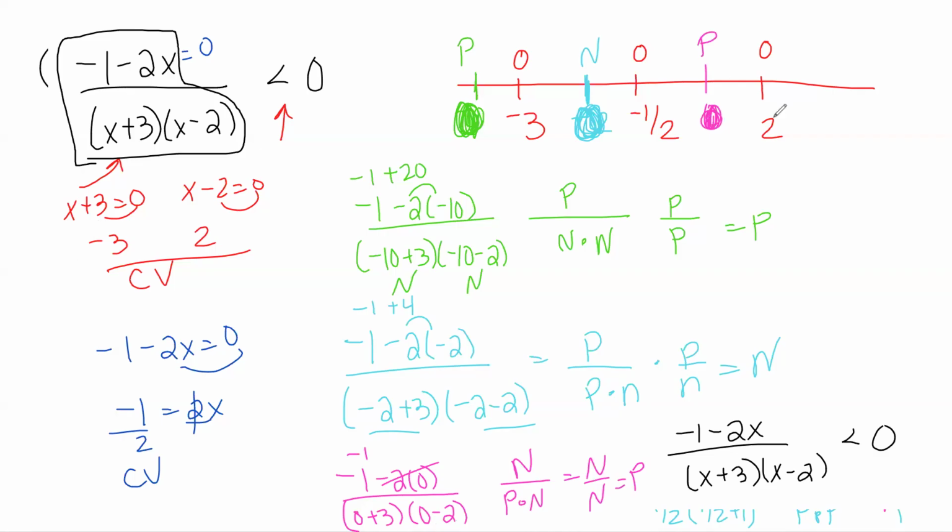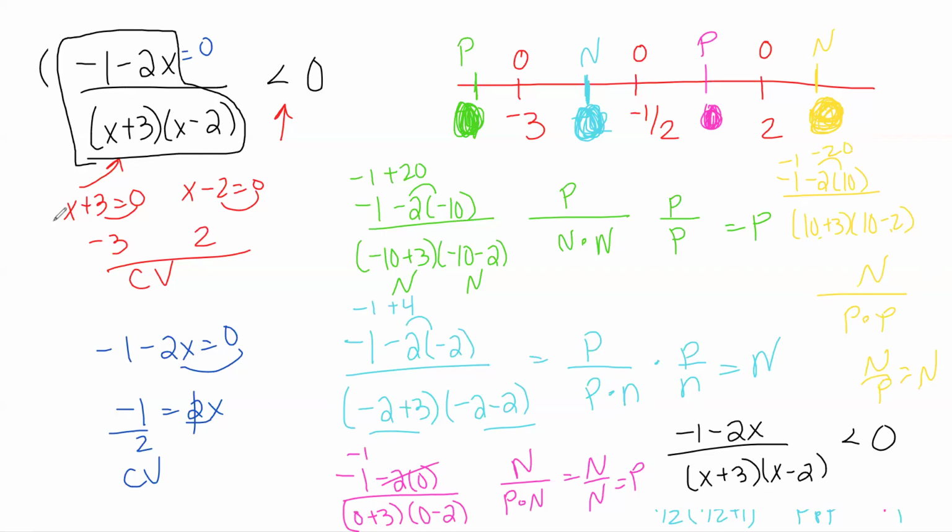Favorite number bigger than 2, I'm going to do 10. Into the box, I'm in the yellow pen. -1 minus 2 times 10, 10 plus 3, 10 minus 2. So the bottom, that's positive, positive. The top, that's -1 minus 20. So that's negative. So negative over positive is negative. Put an N, scribble. Okay, there's the results on our number line.